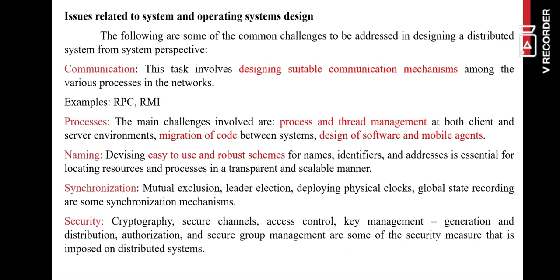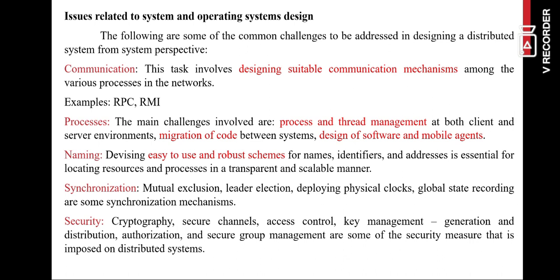Then the third challenge is naming. That is, you have to introduce an easy and robust scheme for naming the resources, for giving the identifier names, and to give the addresses to the resources. So how to locate the resources in an easy way and in a quick way. It is one of the main challenges in distributed system. All the processes must be named in a transparent manner as well as a scalable manner.